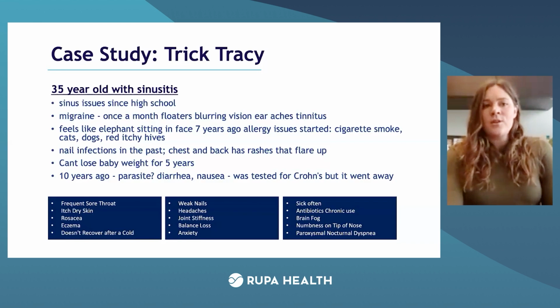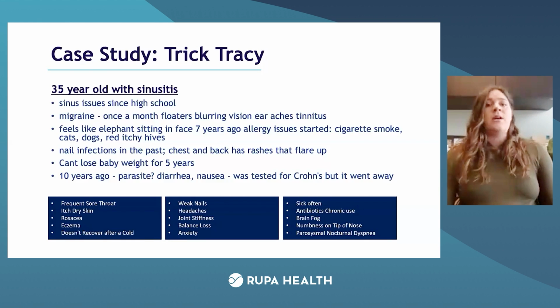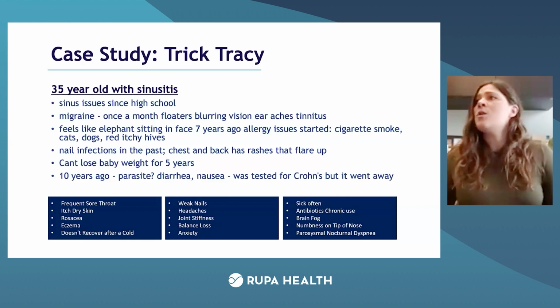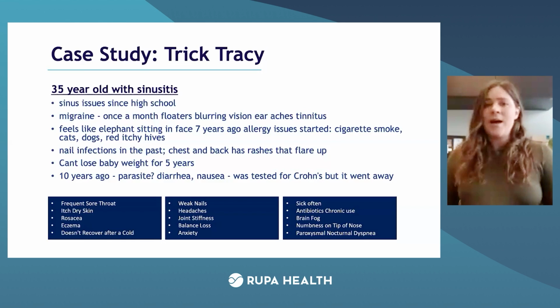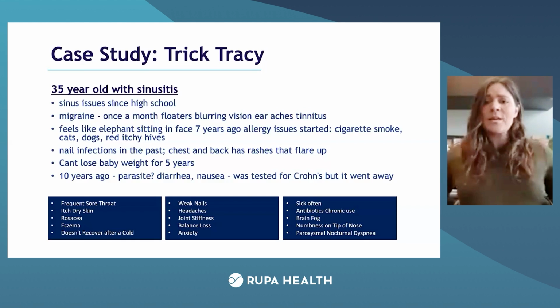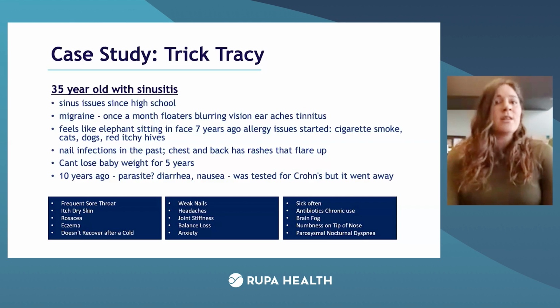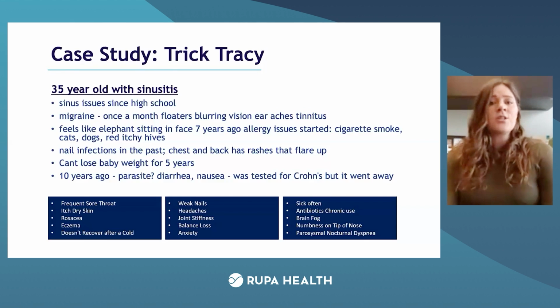So this patient is a 35-year-old female, sinusitis since she was in high school, lots of migraines not related to her menstrual cycle, history of a lot of increasing sensitivity. So it starts with cigarette smoke, now it's all smoke, now she can't handle cats, then it's perfumes. And we see that expanding list of things that she can't handle. Fungal infections in the nails, lots of skin rashes, issues with weight, major gut issues.